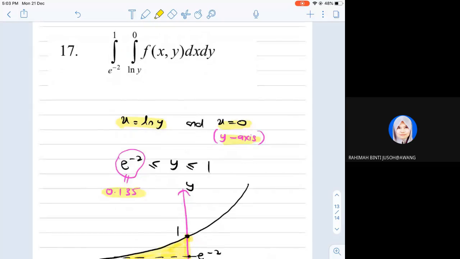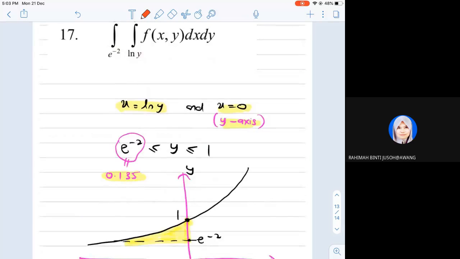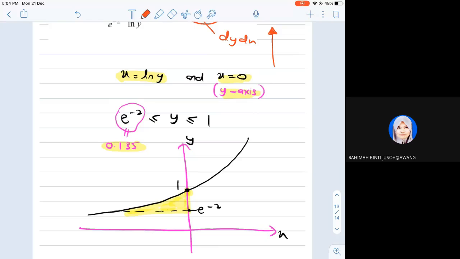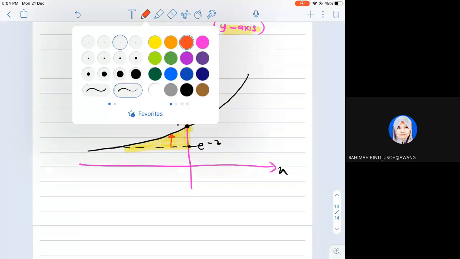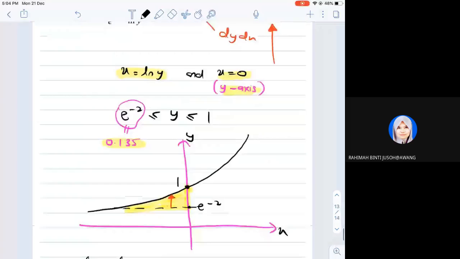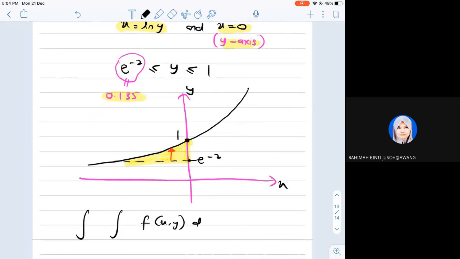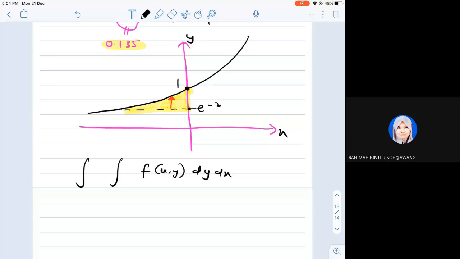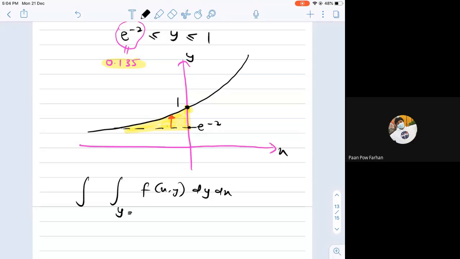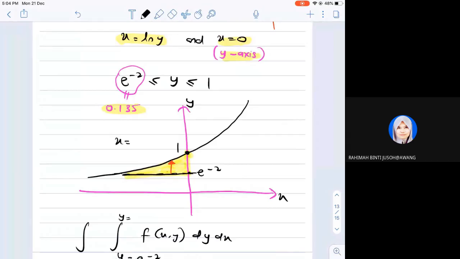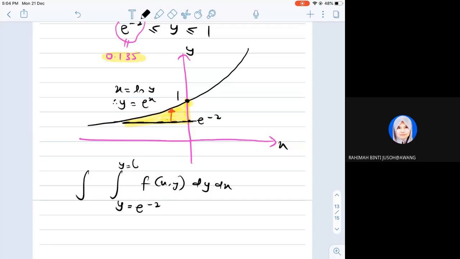All right, now we need to change from dx dy into dy dx. dy dx means from bottom to top, so from the bottom line to the top line. Now we have the double integration of f(x,y) dy dx. Can you give me the lower limit, the lower line? y equals e to the power of negative 2. The upper line: x equals ln y, so y equals e to the power of x.